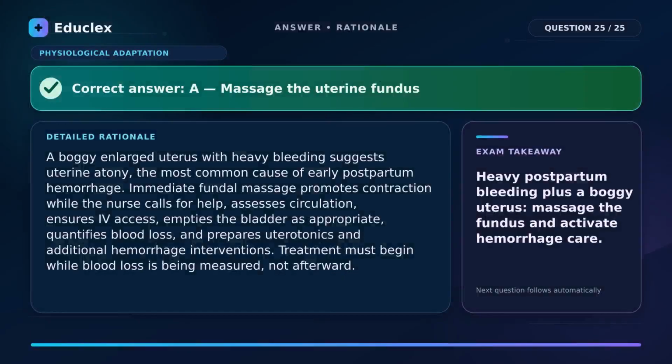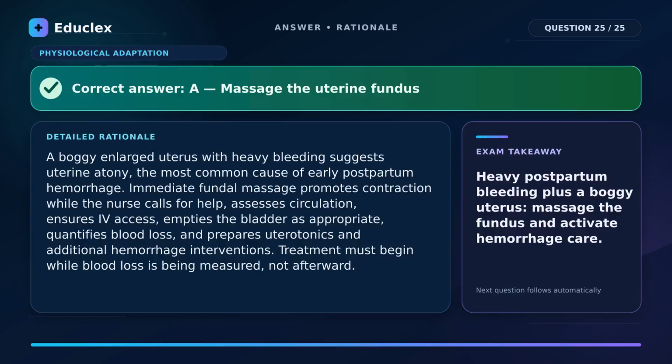The correct answer is A. Massage the uterine fundus. Here is the rationale. A boggy enlarged uterus with heavy bleeding suggests uterine atony, the most common cause of early postpartum hemorrhage. Immediate fundal massage promotes contraction while the nurse calls for help, assesses circulation, ensures IV access, empties the bladder as appropriate, quantifies blood loss, and prepares uterotonics and additional hemorrhage interventions.